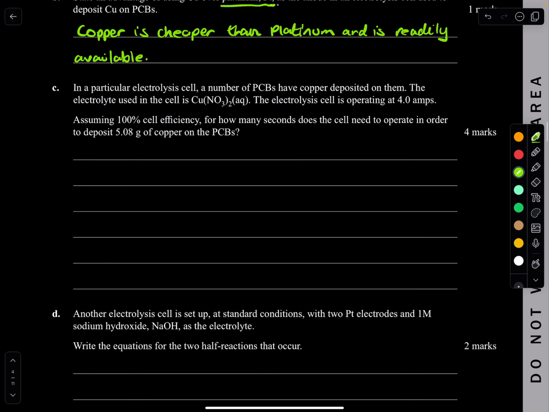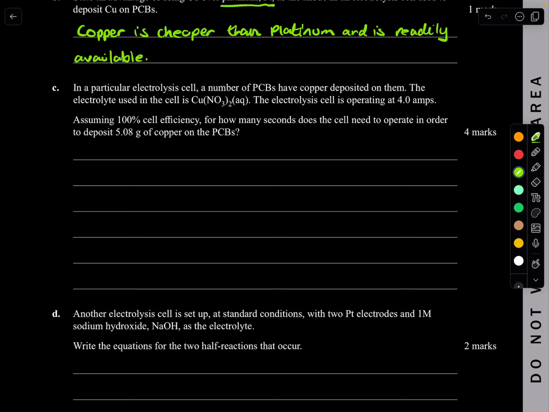That is good. See, in a particular electrolysis cell, a number of PCBs have copper deposited on them. The electrolyte used in the cell is this. The electrolysis cell is operating at 4 amps. Assuming 100% cell efficiency, for how many seconds does the cell need to operate in order to deposit 5.08 grams of copper on the PCBs? Easy, 4 marks. It's actually very easy because it's 100% cell efficient, so there's no loss in terms of power.